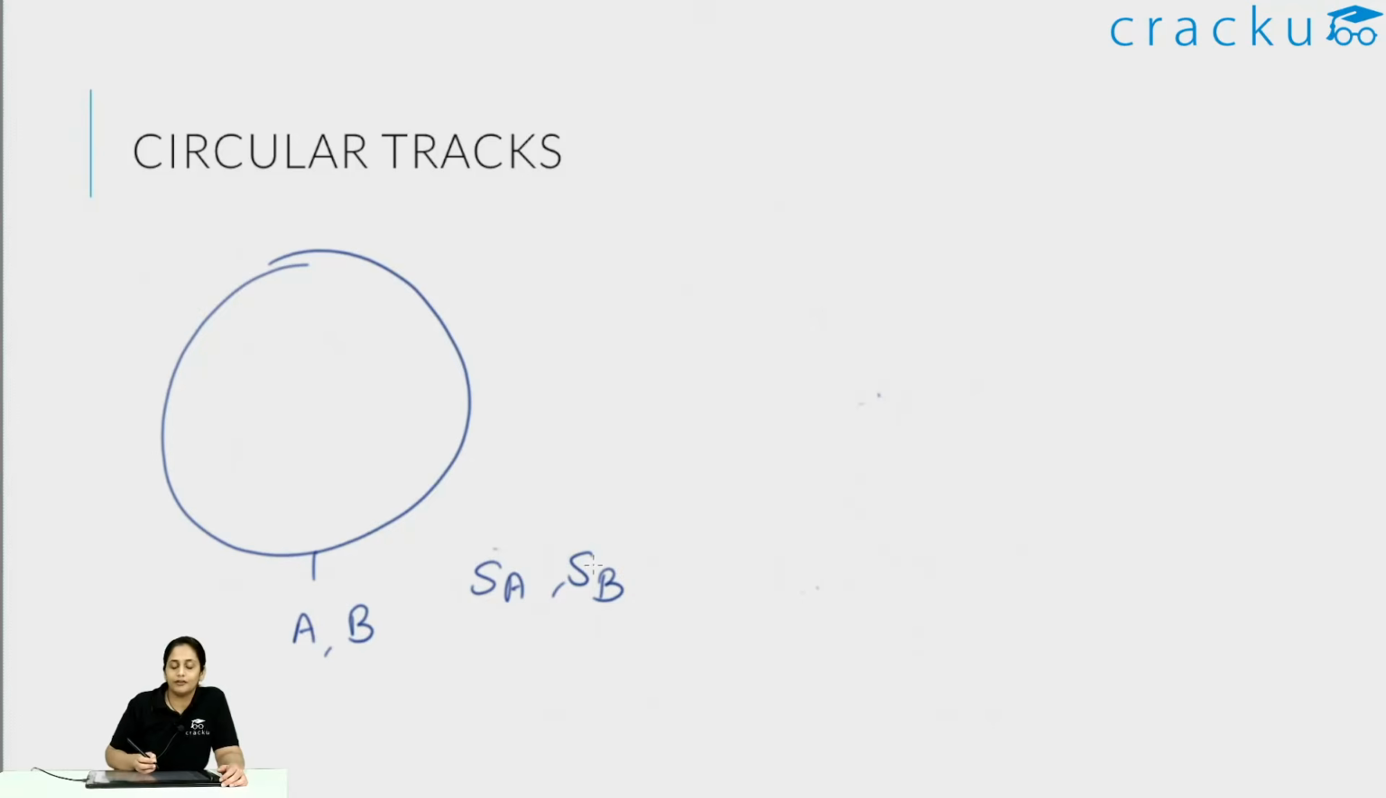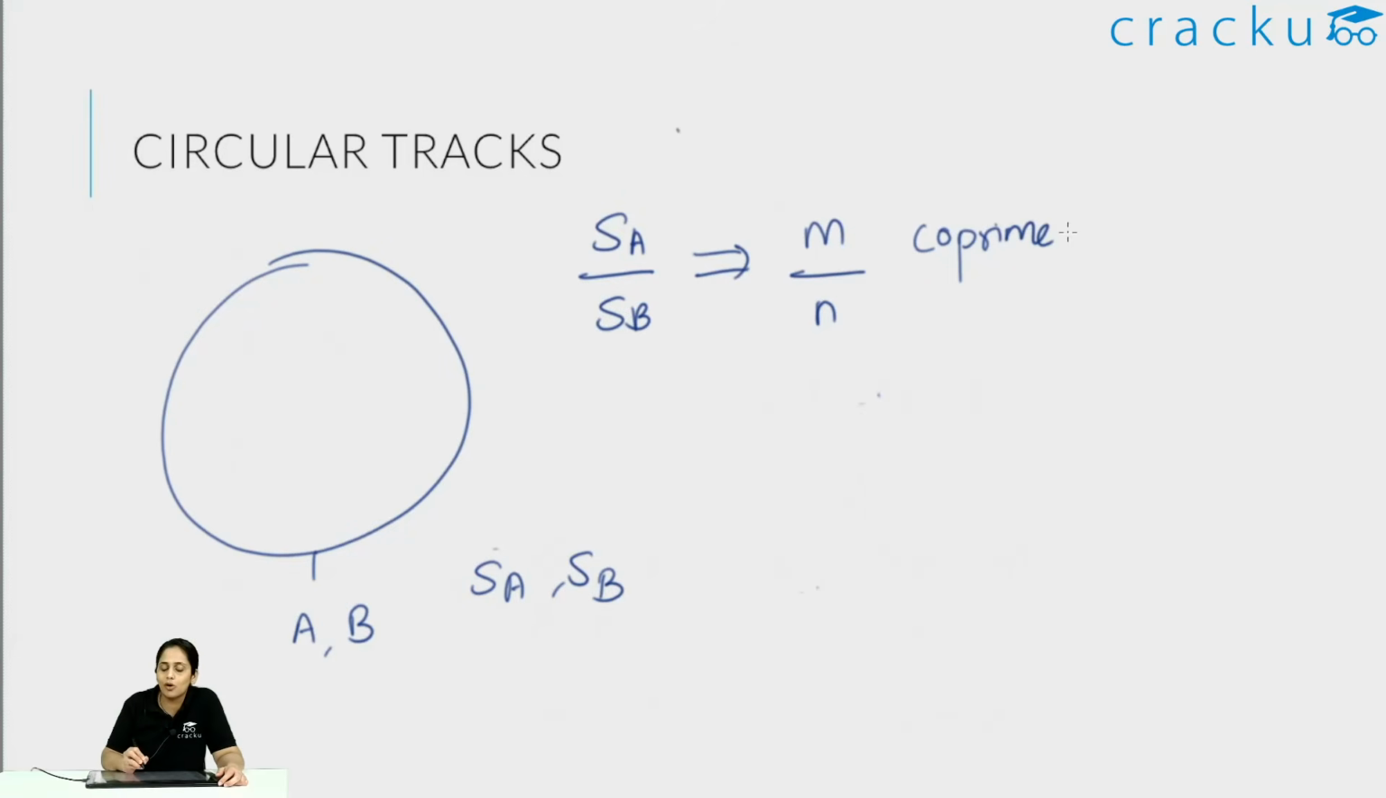If they are, the first thing you have to do is convert SA by SB into the smallest fraction form. That is, you have to make sure the fraction is M by N such that M and N are co-prime to each other. That is, the fraction is in its lowest form, with no common factors left. For example, 4 by 9 would be a fraction in the lowest form.